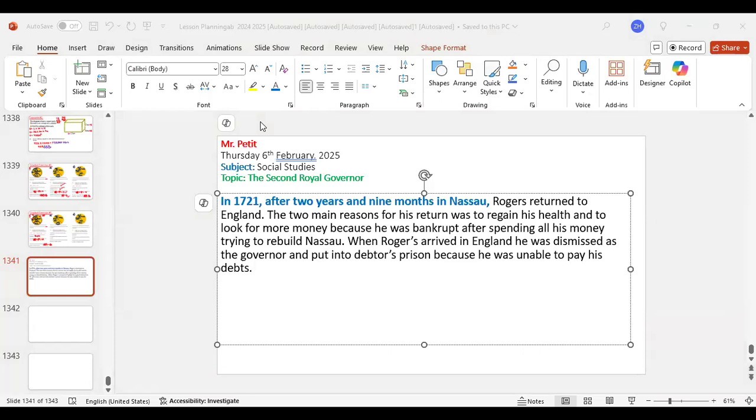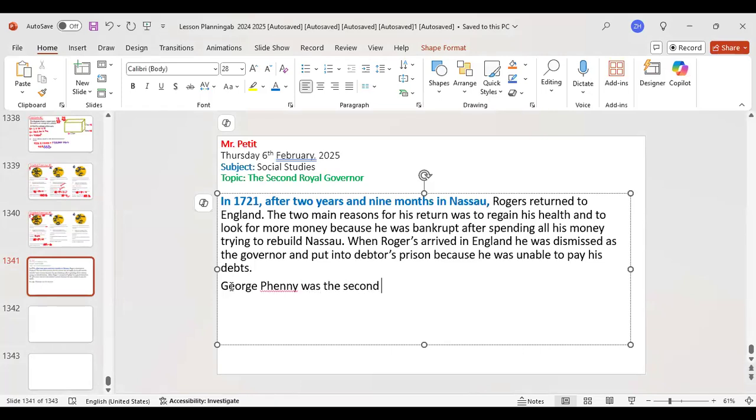In 1721, after 2 years and 9 months in Nassau, Rogers returned to England. The 2 main reasons for his return were to regain his health and to look for more money because he was bankrupt after spending all his money trying to rebuild Nassau. When Rogers arrived in England, he was dismissed as the governor and put into debtor's prison because he was unable to pay his debts.